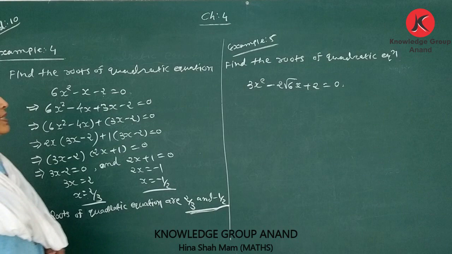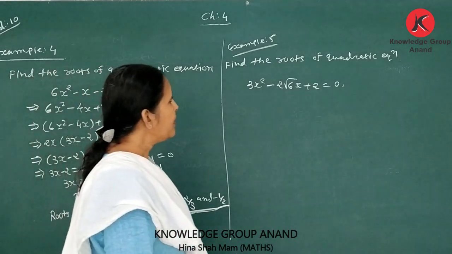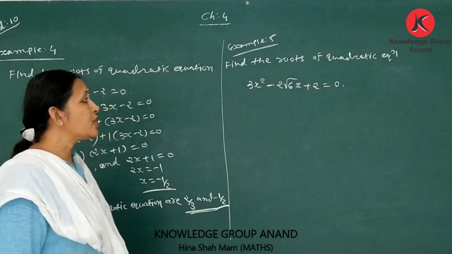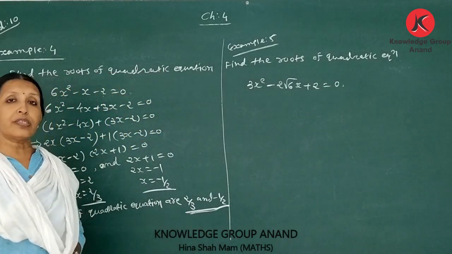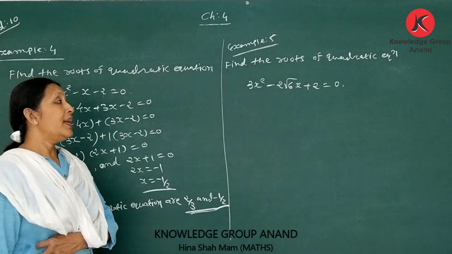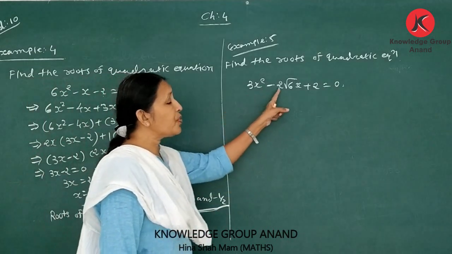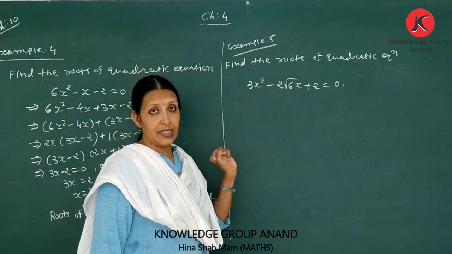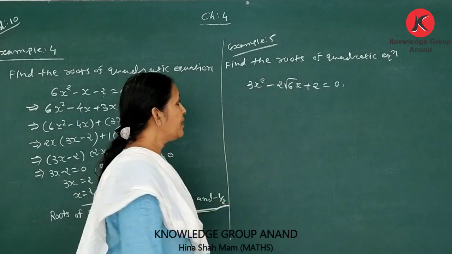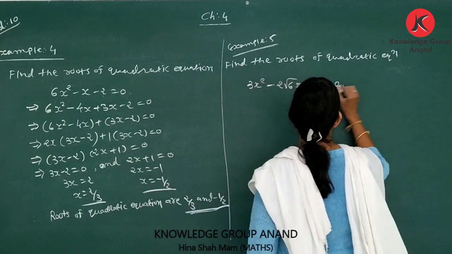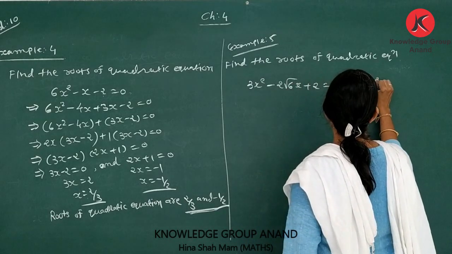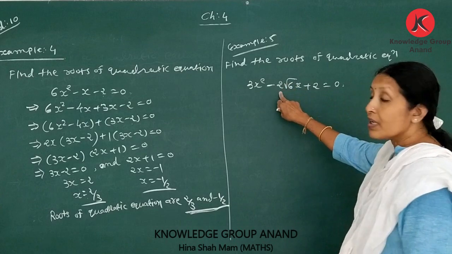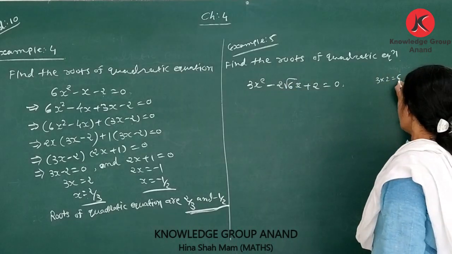Now example number 5. Find the roots of the quadratic equation 3x² - 2√6x + 2 = 0. Here we split 2√6. 3 times 2 is 6, and the sum should become 2√6.